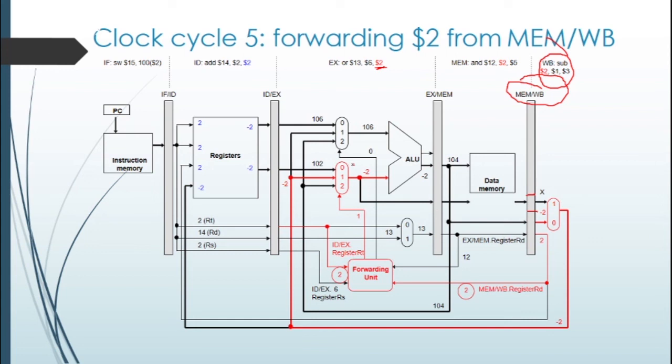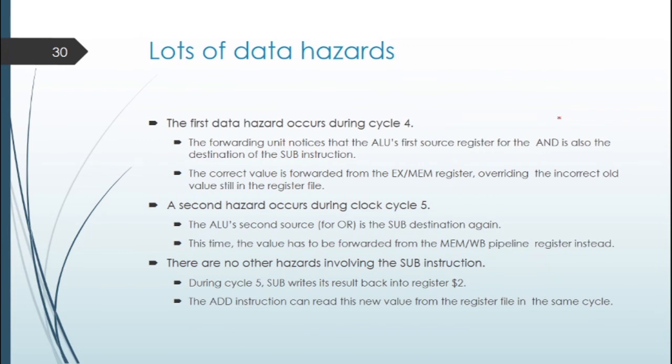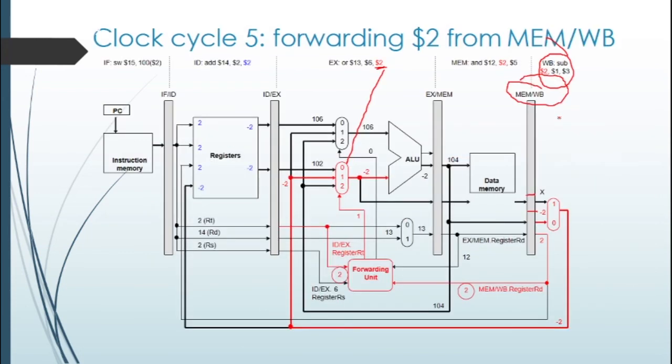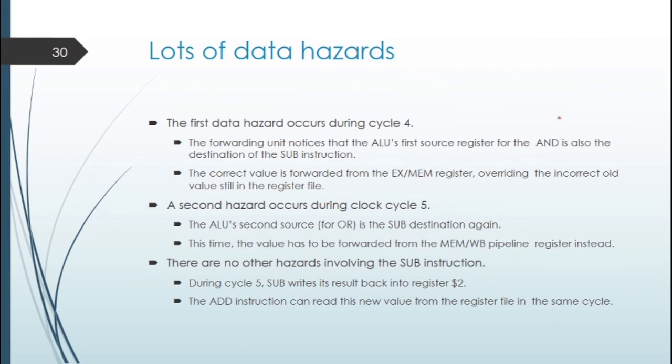In this case, it will be forward B, because it's the second operand of this instruction. So this is basically getting the data from mem/wb and computing the result accordingly. This will complete the process normally. So there are lots of data hazards we have got. The first data hazard occurs during cycle 4. The second data hazard occurs in cycle 5. There is no hazard involving the sub instruction.